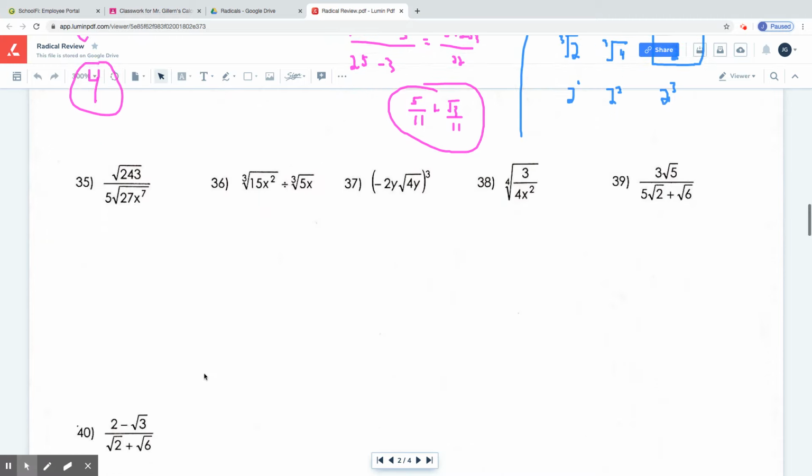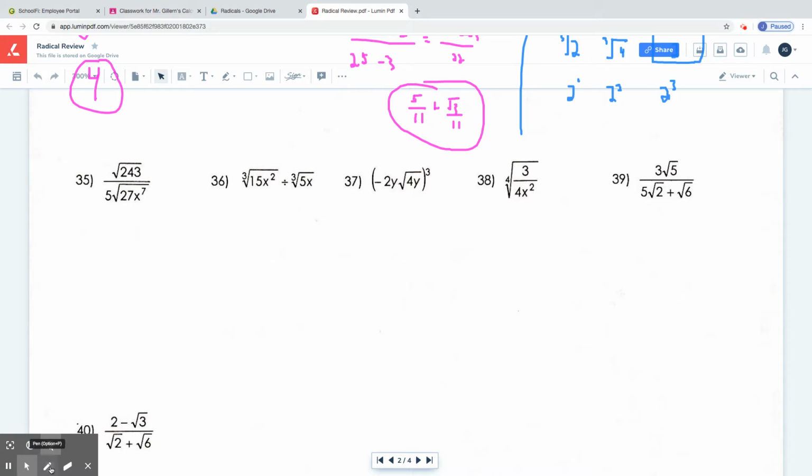All right, so 36. The cube root of 15x squared divided by the cube root of 5x. I'm going to rewrite this as one fraction under a single cube root, which I think is going to be easier. Now, remember, you are allowed to simplify what's inside.